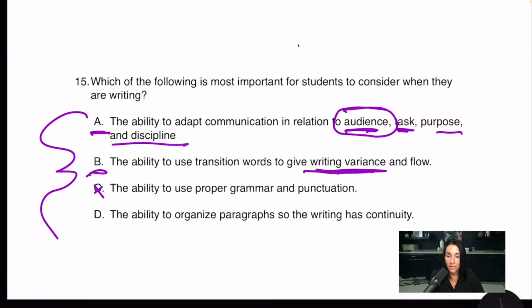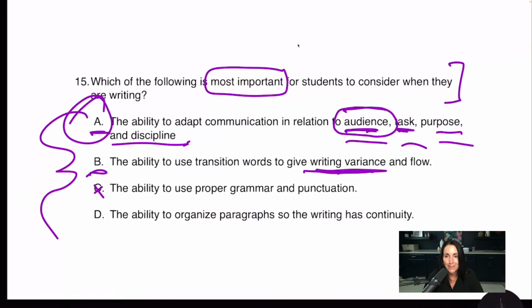D, the ability to organize paragraphs so the writing has continuity. Okay, that's good too. We are talking about elementary school students, so that might be a little advanced, but I'll leave D, but I like A and B the best. Let's read the question here. Which of the following is most important for students to consider when they are writing? Well, the most important overarching thing is to figure out your audience, task, purpose, and discipline.